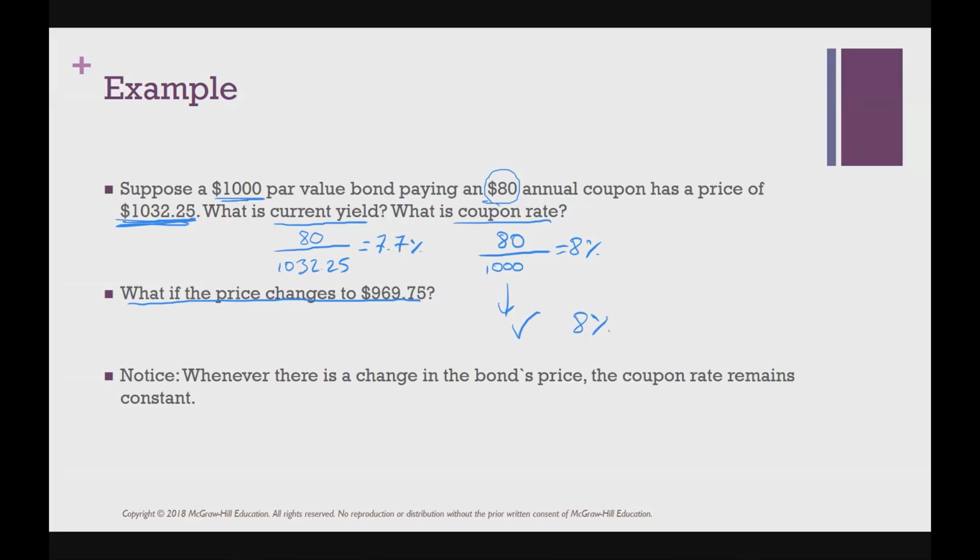But the current yield changes to $80 divided by the new price, which is $969.75, which is 8.2%. So as you can see, when the price is higher than the par value, the current yield is lower than the coupon rate. When the price is lower than par value, the current yield is higher than the coupon rate. So whenever there is a change in the bond's price, the coupon rate remains constant, but the current yield changes.